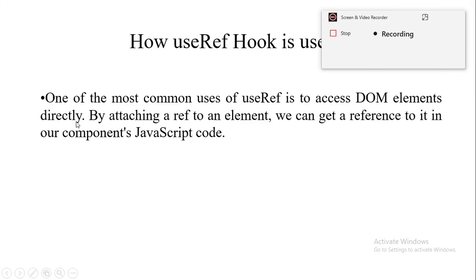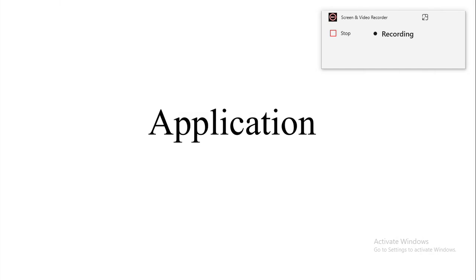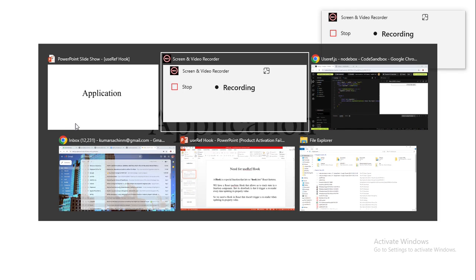So how to use it? The most common use of the useRef is to access the DOM element directly. By attaching a ref to an element, we can get a reference to it in our component's code. We can store any value in the current property of a ref object. Not just the DOM element, we can store timers, previous values, and other data that we need to persist across renders. So we go to its application.